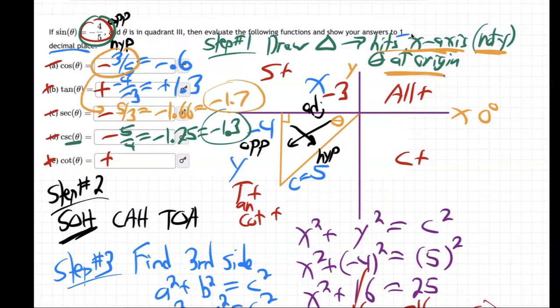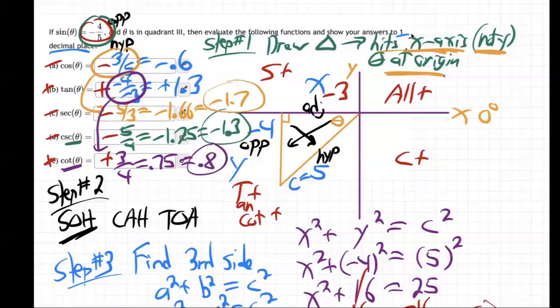And finally, cotan, that's easy. Cotan, that's the flip of tan. Grab tan, flip it. Going to be positive, 3/4, 0.75, round to 1 decimal, 0.8. And so there we go. We got them all. So how do we do it again?